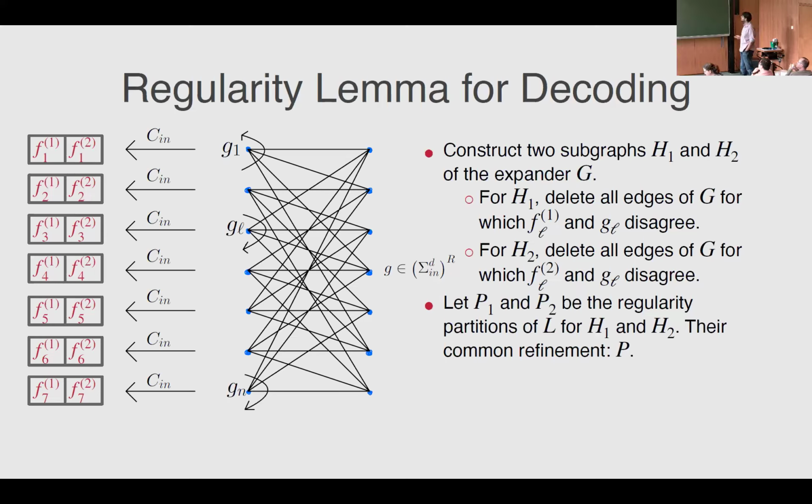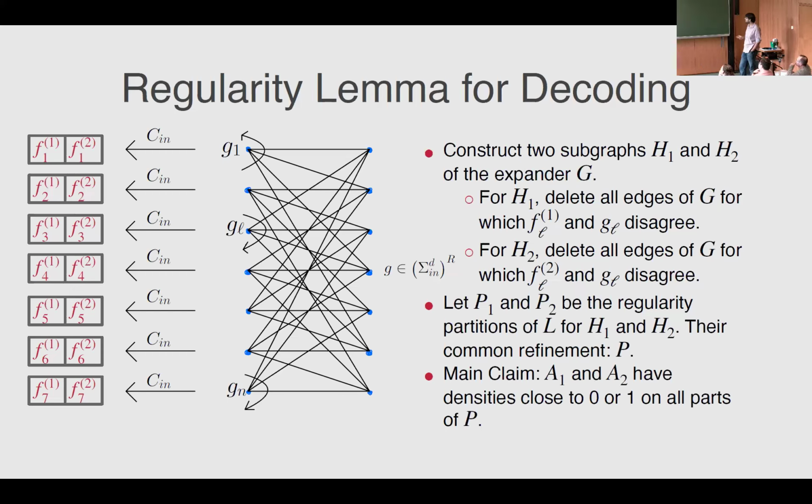Okay. Now for these H1, H2, we will apply the sparse regularity lemma. These are going to be dense subgraphs of the expander G. And we will want a partition that works well for both. So let's just take their common partition, the common refinement. That just ensures that this partition works for both of these together.